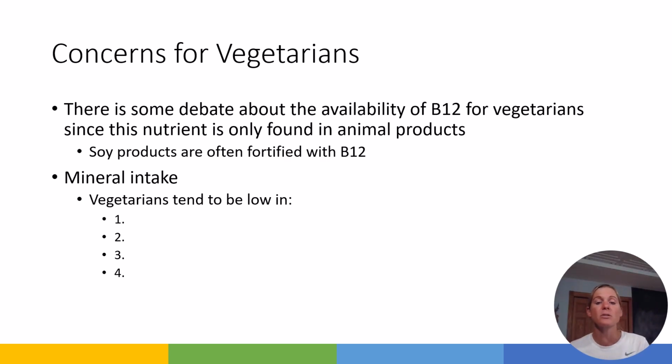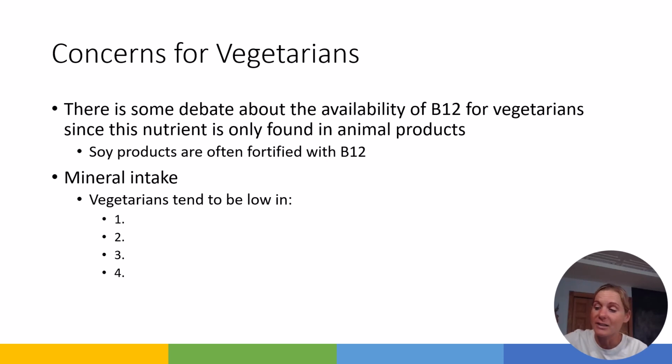What are some concerns for vegetarians? So there is some debate on the availability of B12 for vegetarians. B12 is only found naturally in animal products. So in order for you to get B12, you have to consume animal products. Well, if you don't consume animal products, then what do you do, right? So then you're going to be vitamin B12 deficient.